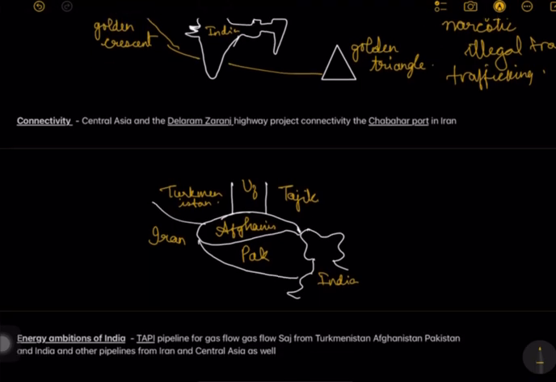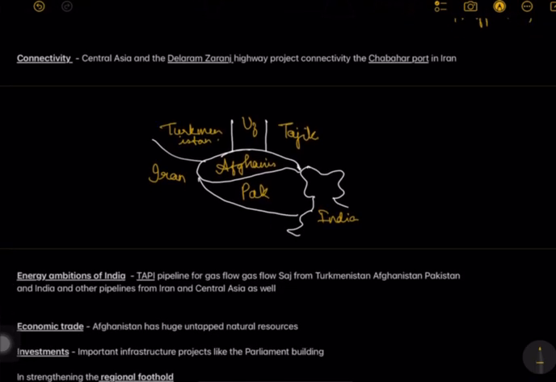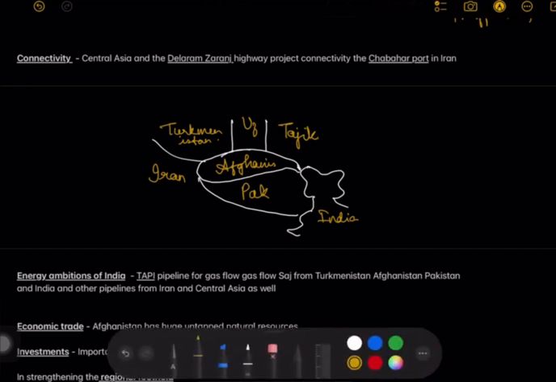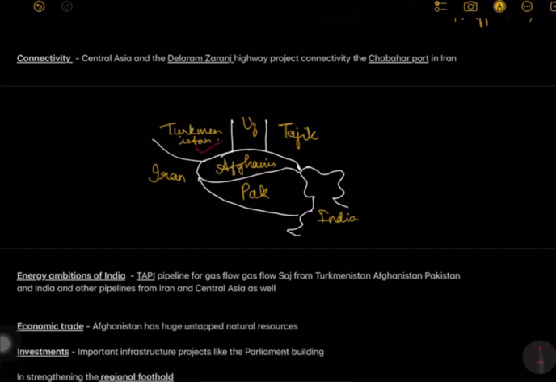Coming to the next point, it is connectivity. Like we already discussed about the strategic location of Afghanistan, which connects countries like Turkmenistan, Uzbekistan, Tajikistan, which form Central Asia, and even the Middle East through Iran, and of course Pakistan and India.